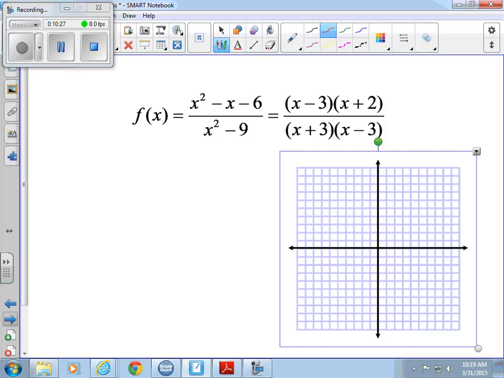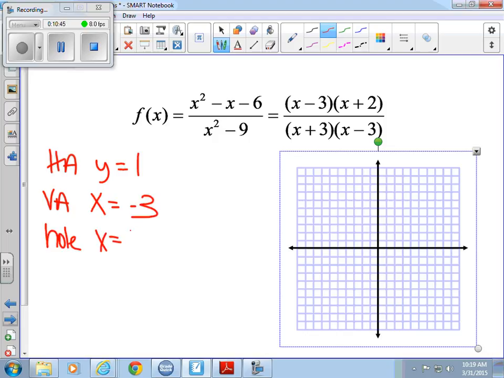Okay, let's look at this one. Again, it's another problem we did yesterday. Look back at your notes. Quick reminder: we had a horizontal asymptote at y equals 1. We had a vertical asymptote at x equals -3. And we had a hole at x equals 3. Do I need to go back over why any of that is the case?